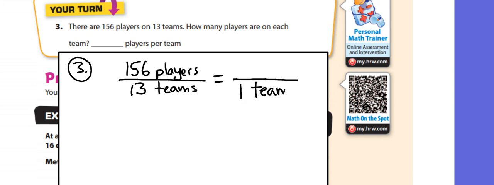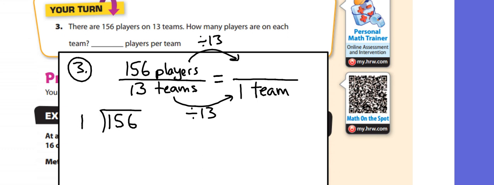And so if you understand what a unit rate is, you can remember what the operation is. If you look at this, you think, well, how do I get from 13 down to 1? Well, you would divide by 13. And that's exactly what we do. We divide by the second term. If you divide 13 by 13, you get one team. Then you have to divide 156 by 13 to get the first term. So I'm going to do that long division style. 156 is the dividend, 13 is the divisor. You could also use a multiplication chart. This would be a great problem for a multiplication chart.